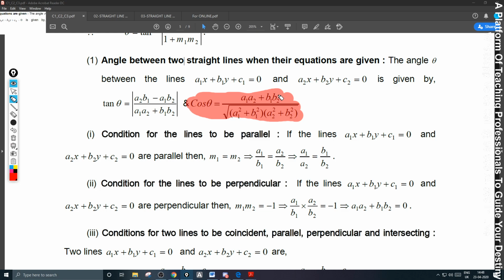If it is for three-dimensional geometry, what happens? These two lines become planes. Then it will be a1x plus b1y plus c1z plus d1 equal to 0, and a2x plus b2y plus c2z plus d2 equal to 0. Then what will be cos theta?